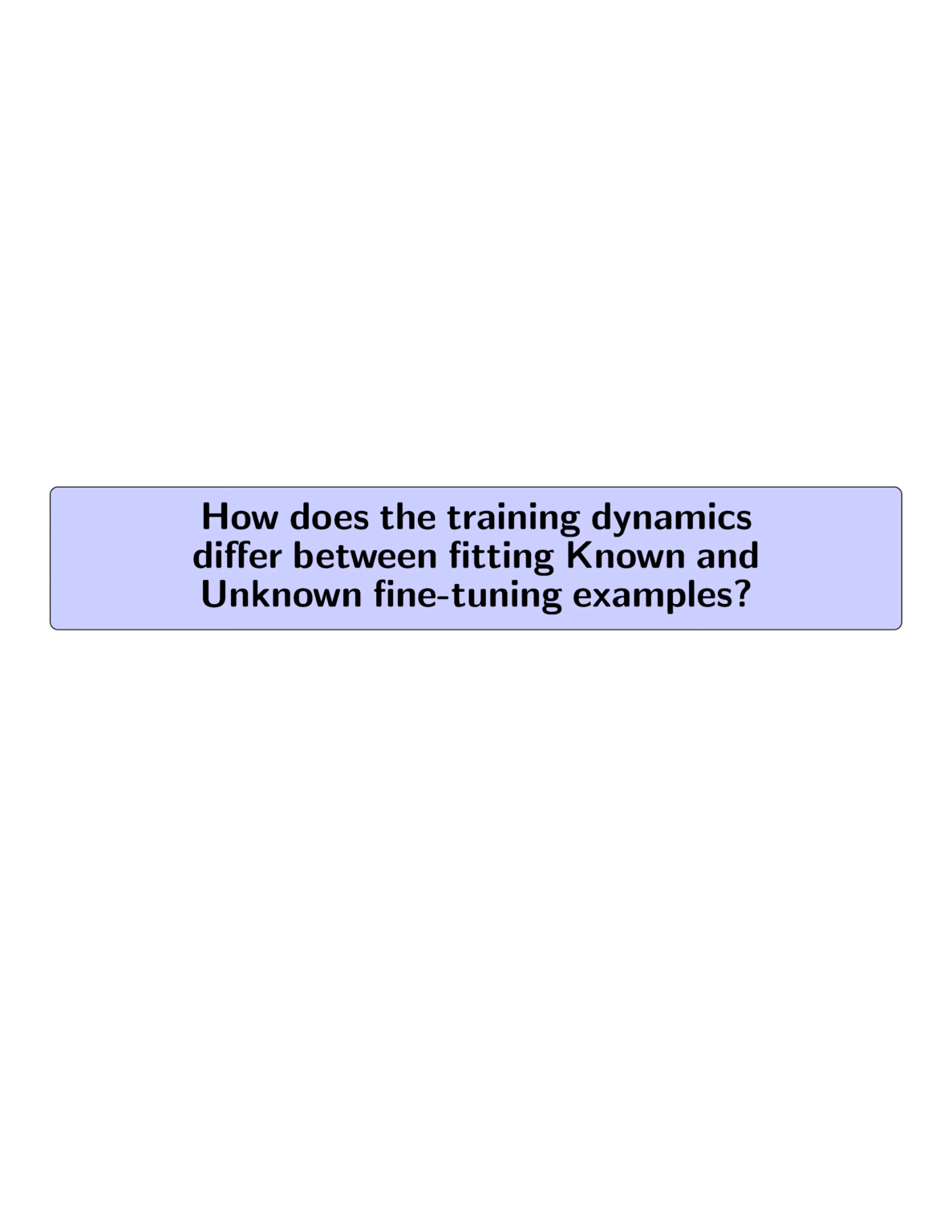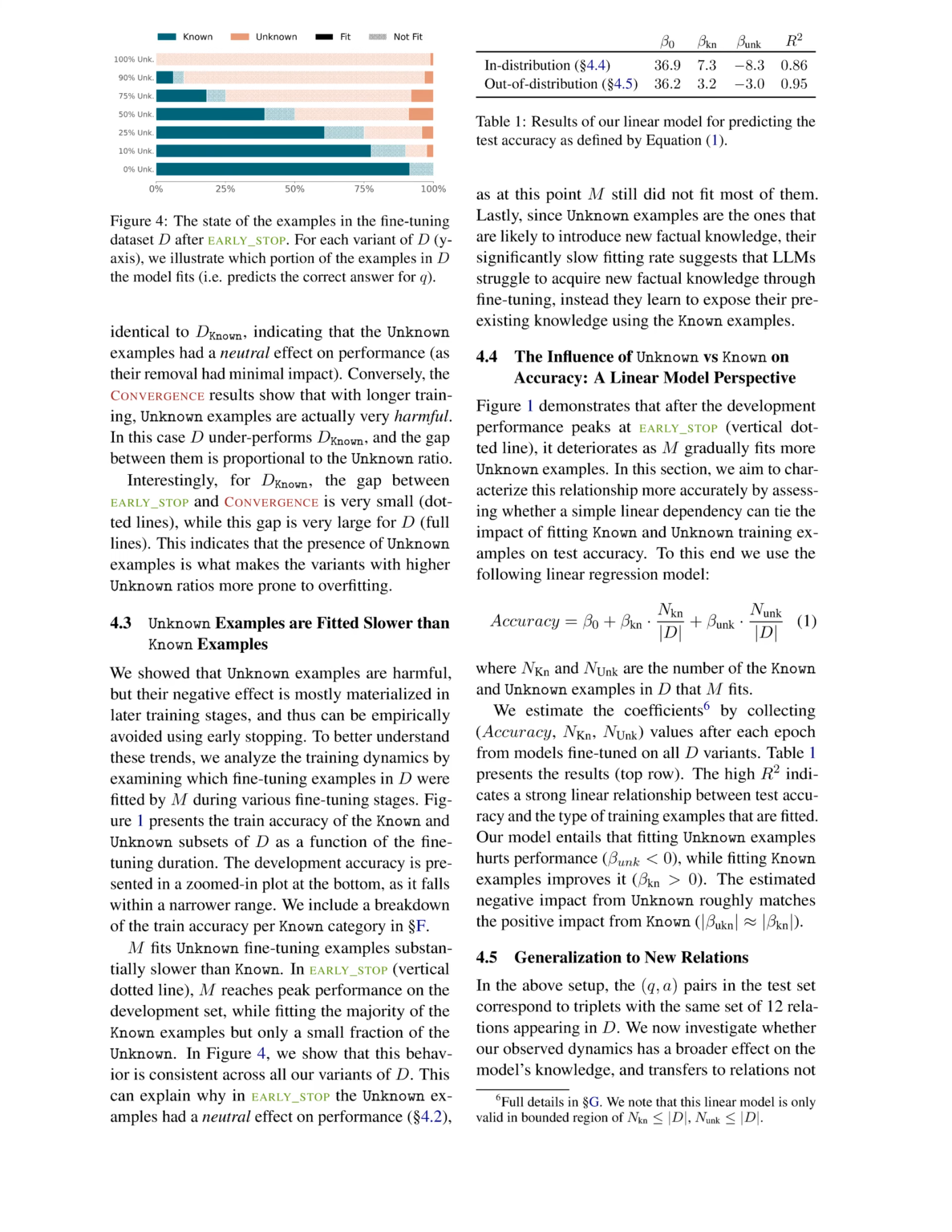How does the training dynamics differ between fitting known and unknown fine-tuning examples? The training dynamics differ between fitting known and unknown fine-tuning examples in that LLMs fit unknown examples substantially slower than known examples. This is evidenced by the fact that during the early stopping phase, LLMs reach peak performance on the development set by fitting the majority of known examples, but only a small fraction of unknown examples.